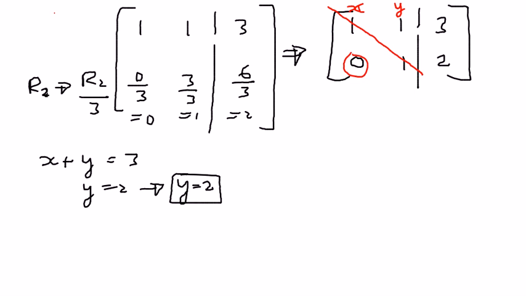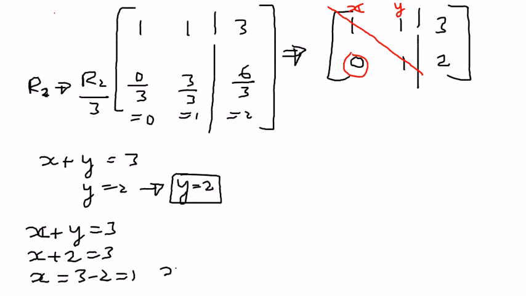That is one answer. If we go back and back substitute into the first equation, we should be able to get the value of x. So x plus y is equal to 3, x plus 2 is equal to 3, therefore the value of x is equal to 3 minus 2, which is equal to 1. The solution we have here is x equals 1 and y equals 2.